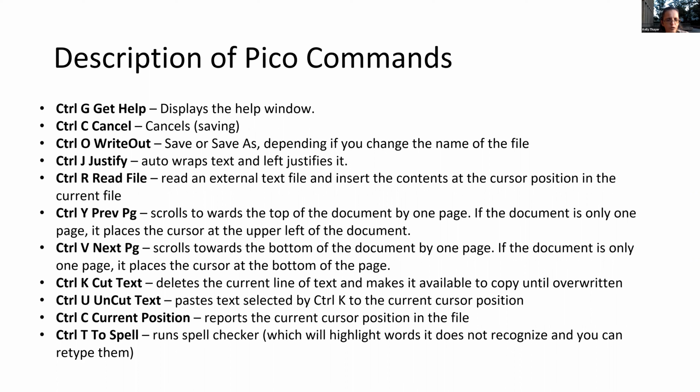And Control C is for current position. This reports the current cursor position in the file when you're not in save mode. And Control T goes to the spell checker. This actually has to be installed, and you may encounter machines that do not have the spell checker actually installed.